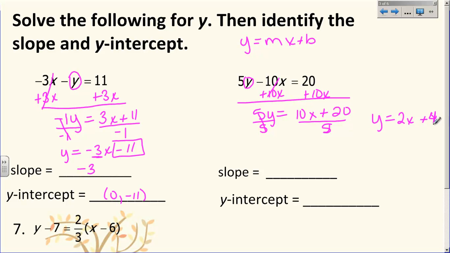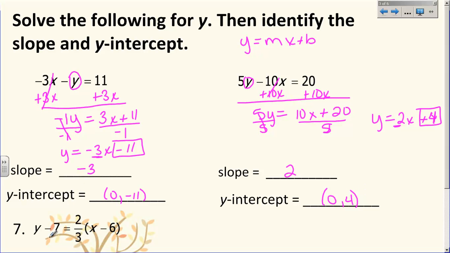So now the slope of my line from here, because I'm in slope-intercept form now, the slope is right here, it's 2, and the y-intercept is right here, it's going to be positive 4, so it's at 0, 4. So there's your slope and your y-intercept.